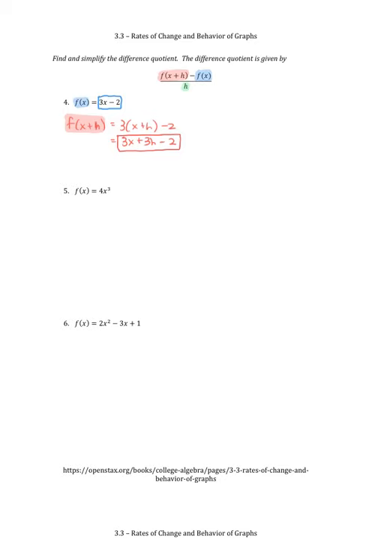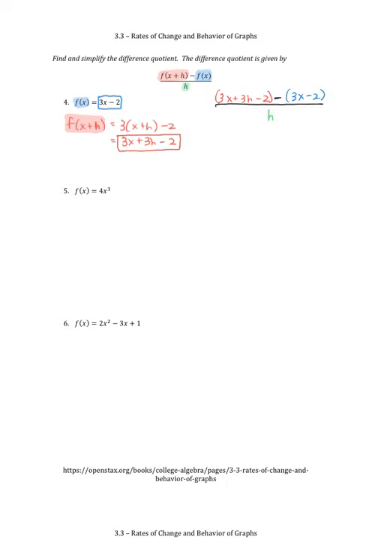And then h just simply stays h. So I'm going to plug that in. So the red is 3x plus 3h minus 2. Okay, and then minus f of x is 3x minus 2 over h, just as h.